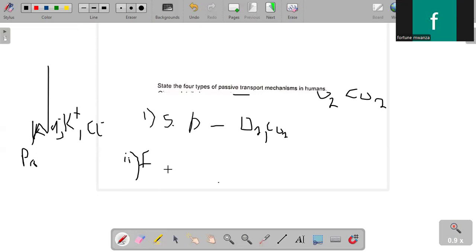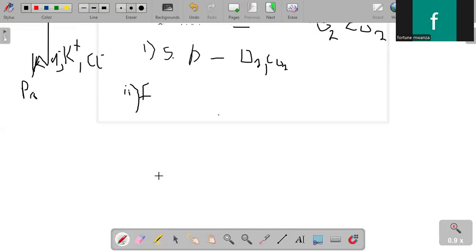So small particles will be moving, and we are talking about polar particles, which are also lipid soluble particles. They will be moving across the cell membrane via a particular protein channel or carrier. So that's about it. Facilitated.